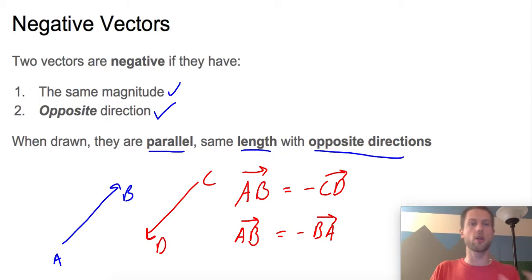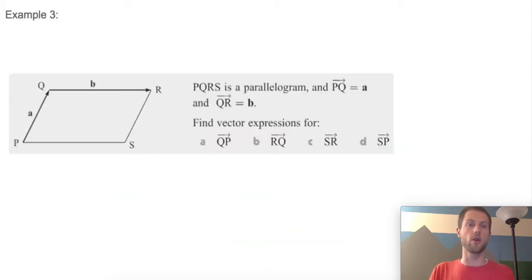So why don't we take a look at some examples of what this looks like when we combine all this stuff with vector equality and negative vectors. So here's an example where you have a parallelogram that's made up of a couple of vectors and a couple of parallel sides. And we want to find vector expressions for these four quantities. And we're given here that PQ, which is this vector right here, is also called A, and we are also naming QR to equal B.